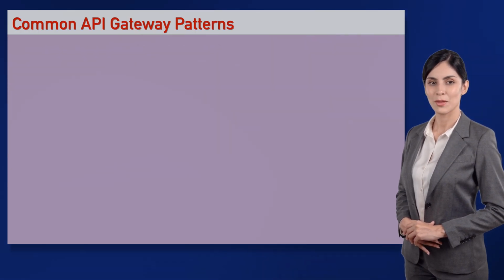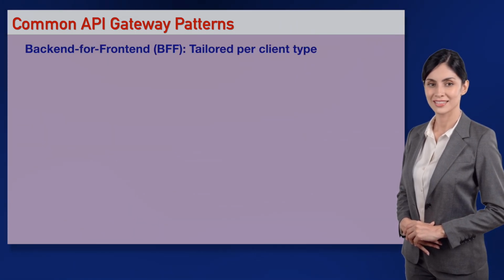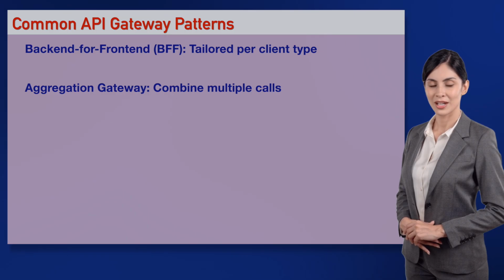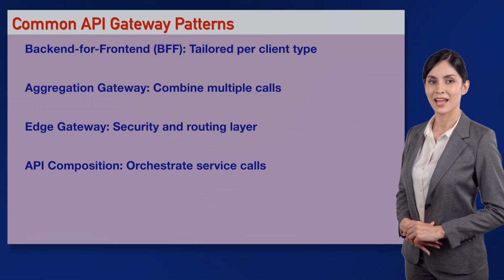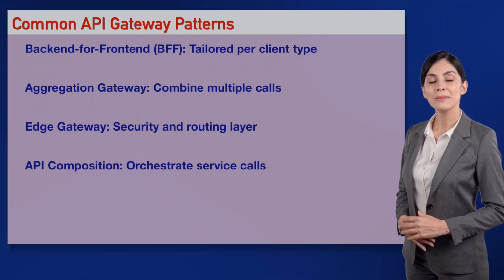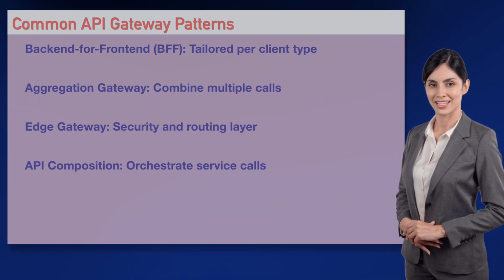Common API gateway patterns. Backend for frontend creates tailored gateways per client type. Aggregation gateway combines responses from multiple microservices into one call. Edge gateway focuses on security and routing at the perimeter. API composition orchestrates multiple service calls behind the scenes for the client.